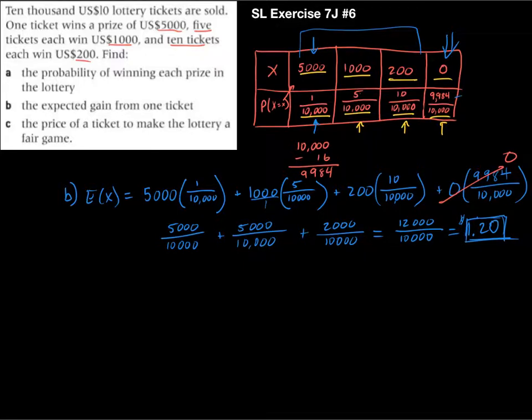Okay, letter C says the price of a ticket to make the lottery a fair game. Well, if you want to make it fair, then you need to pay $1.20 for a ticket, right? If you pay $1.20 for a ticket and then you expect to get $1.20 for a ticket, then on average it will balance out. Okay. Now, that's not how the lottery works, right? The point of the lottery is to make money for some reason. So this is not answering the question anymore. I'm done answering the question.